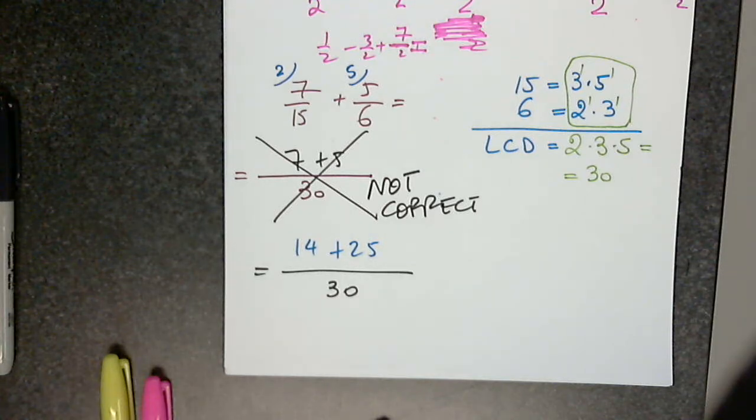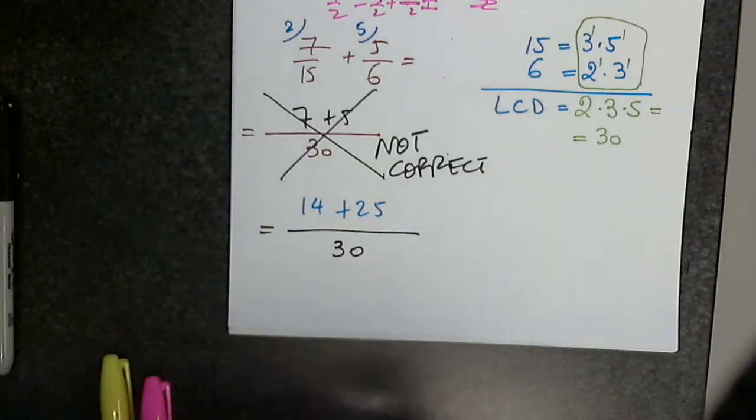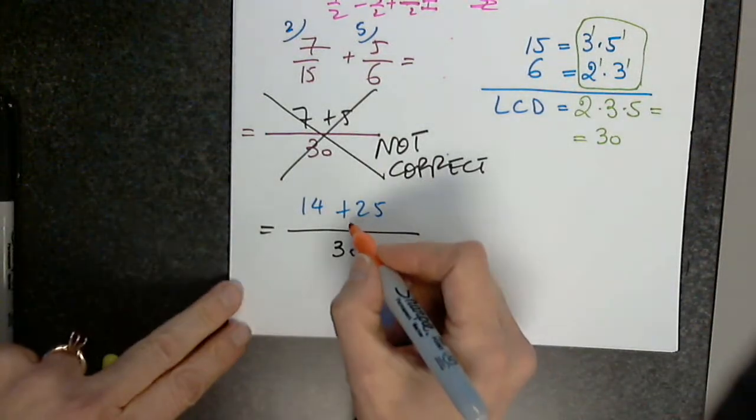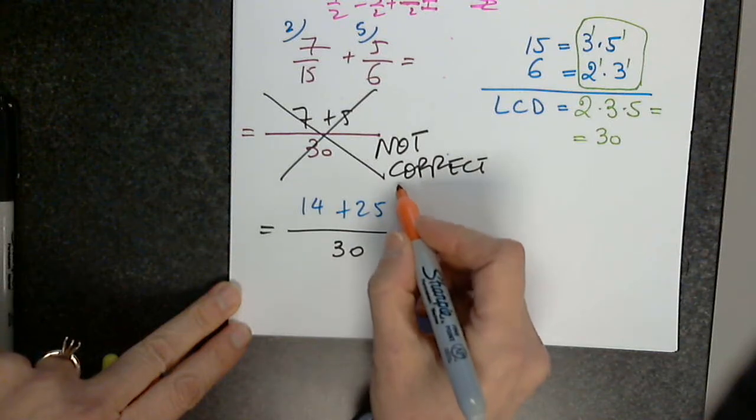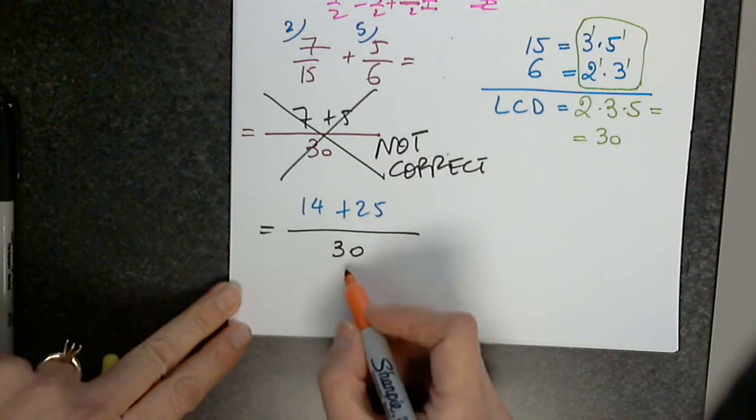Now here's a question. Don't write anything. Obviously it's going to be wrong, right? I want to do this now. I want to simplify 25 by 5. 25 by 5 and I get 5. And 30 by 5 and I get 6.